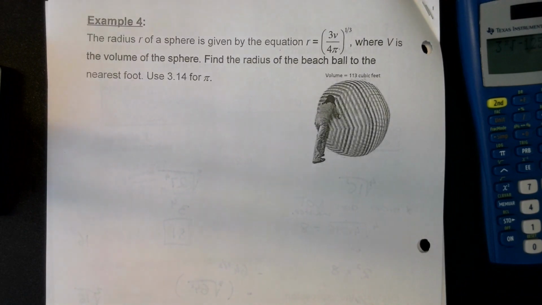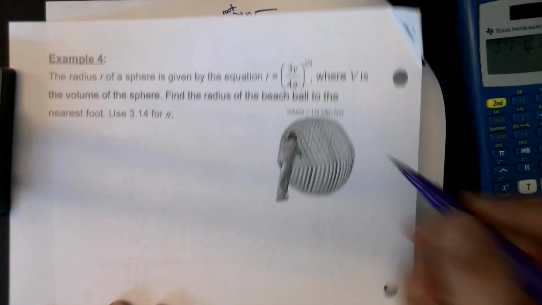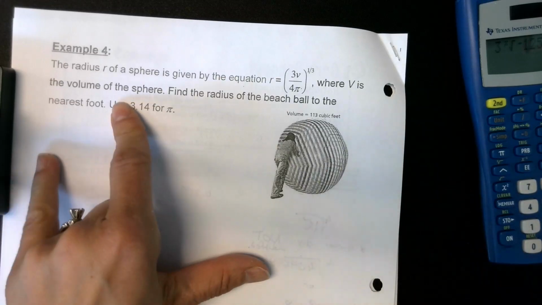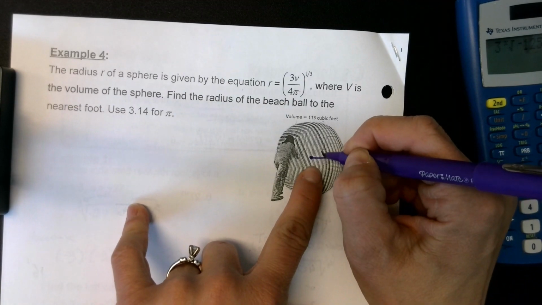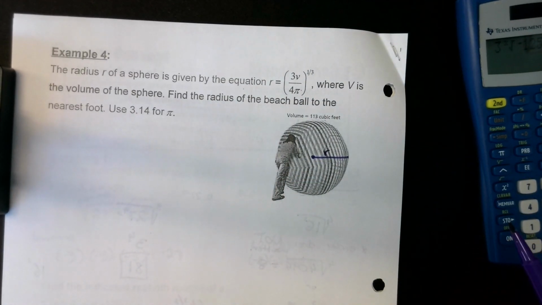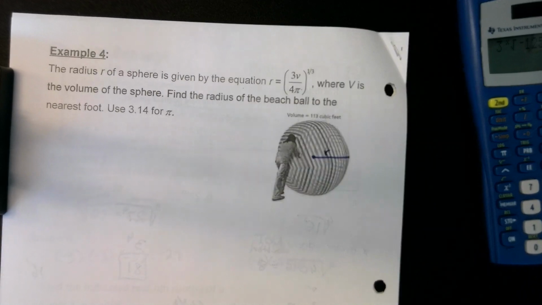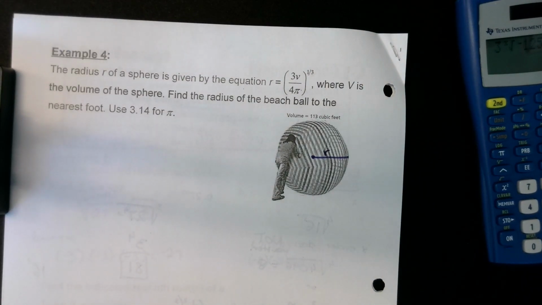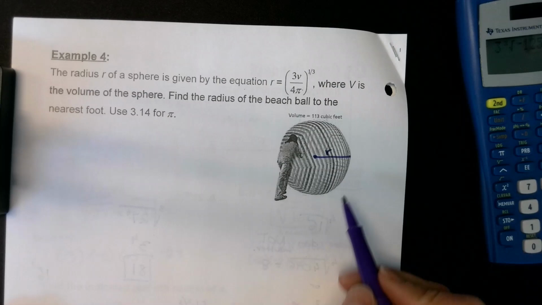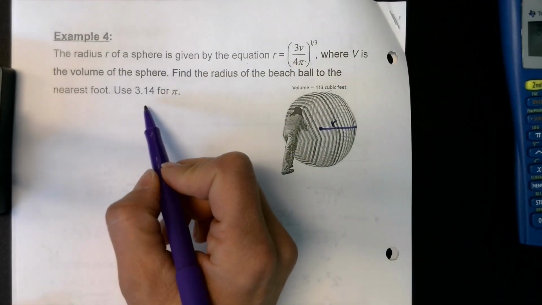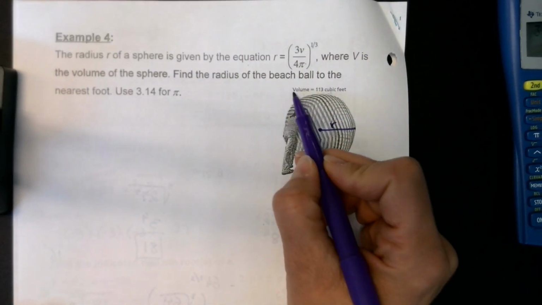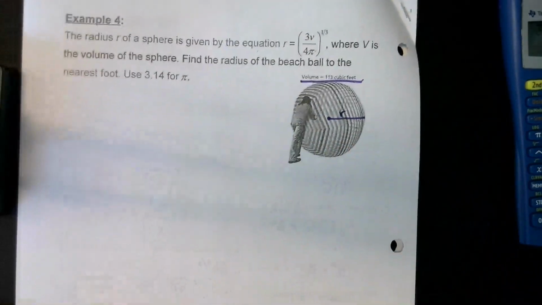Rectangular story problem. So it says the radius of a sphere. So sphere, here's a ball, right? A sphere. A radius goes from the center to one of the points of it. So the radius of a sphere is given by the equation r equals, in parentheses, 3 times V divided by 4 pi, and the whole thing is being raised to 1/3, where V is the volume of the sphere. Find the radius of the beach ball to the nearest foot. Make sure you use 3.14 as pi, and then they also give us the volume of that sphere.